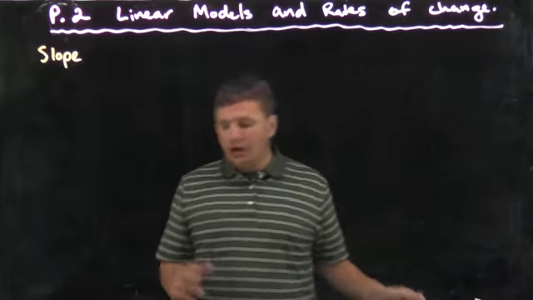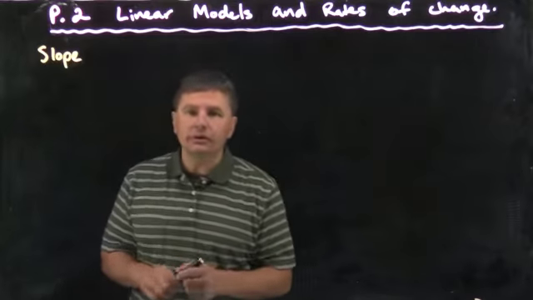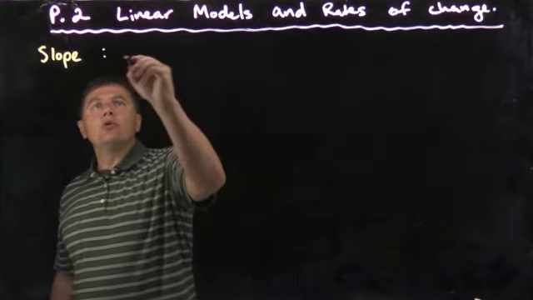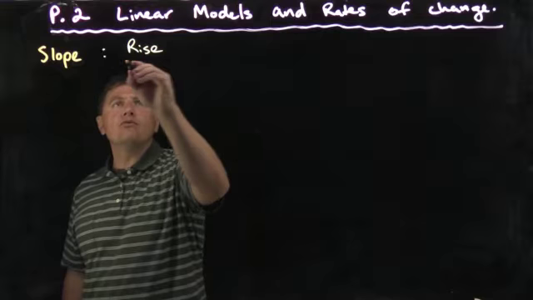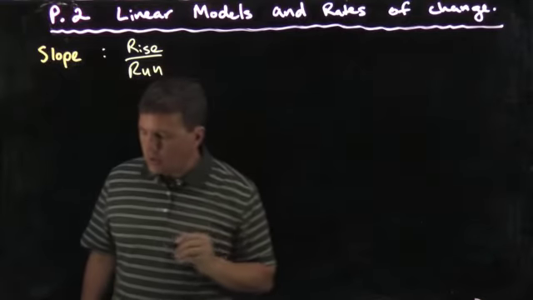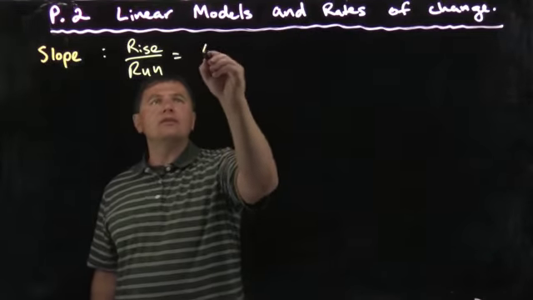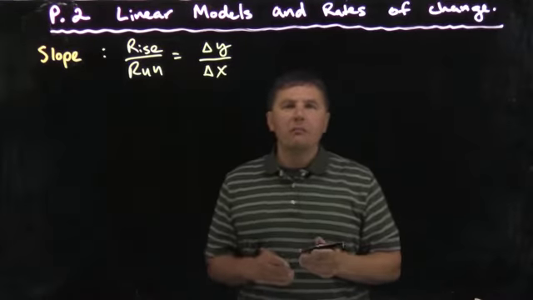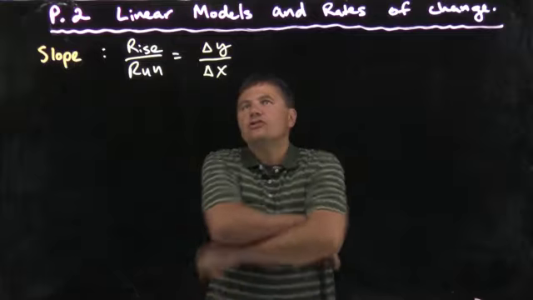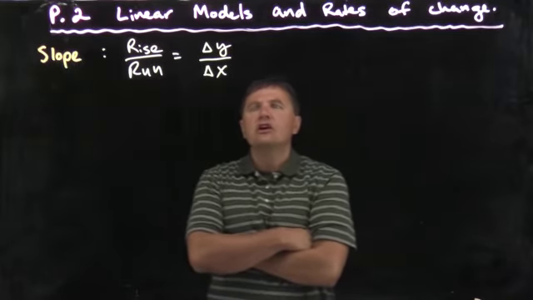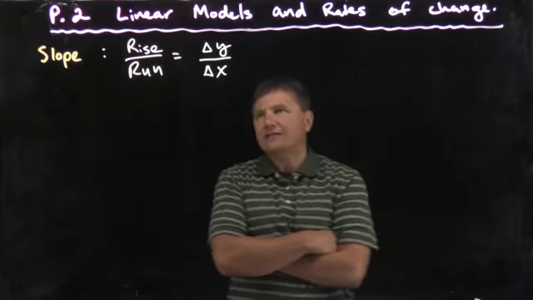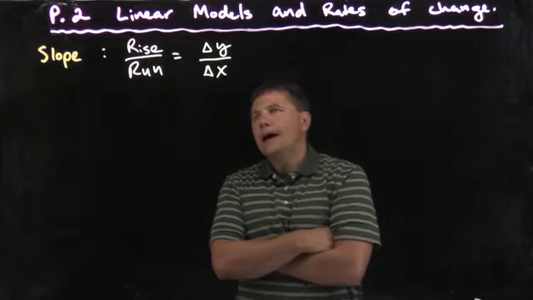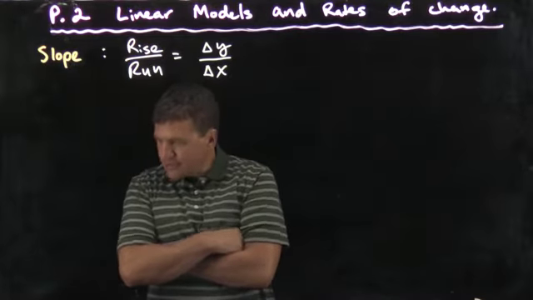Okay, so let's just start off at the beginning. Slope, you all know slope. Slope, rise over run. Okay, another way to look at that is delta y over delta x. This is a little bit of a more mathy explanation. So delta y, delta means change. So change in y over change in x. So that'd be your rise. Run would be change in x.